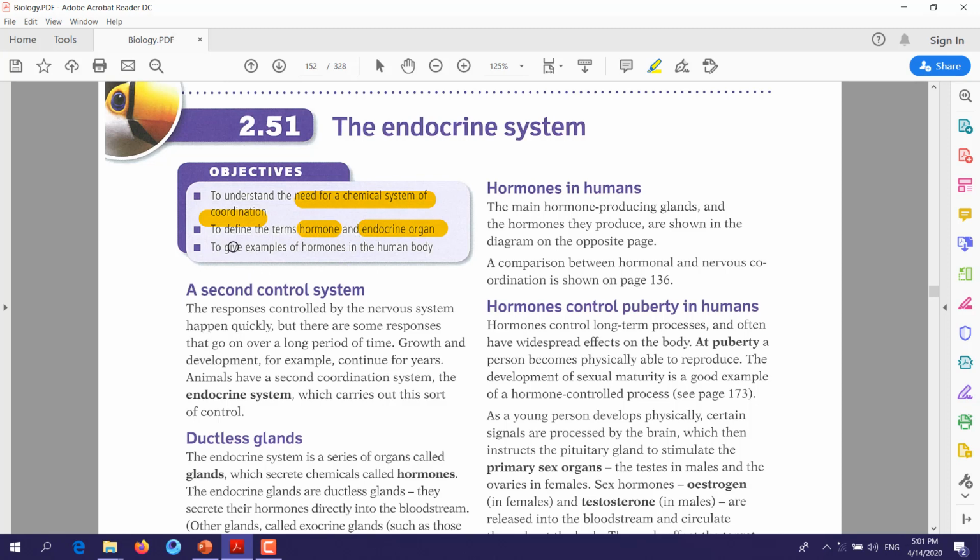Thirdly, to give examples of hormones in the human body. We will take some examples of hormones that are released by some glands in our body and also their function.